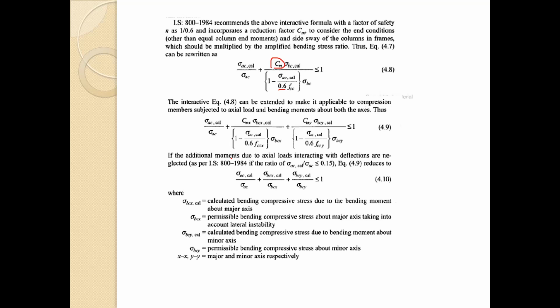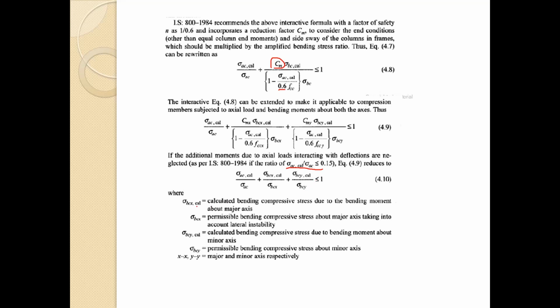Additionally, if the additional moment due to axial load interacting with deflection is neglected as per IS 800, the ratio of sigma AC calculated divided by sigma AC should be less than or equal to 0.15. So we are reducing this equation 4.9 to sigma AC calculated divided by sigma AC plus sigma BCX calculated divided by sigma BCX plus sigma BCY calculated divided by sigma BCY, which should be less than 1.